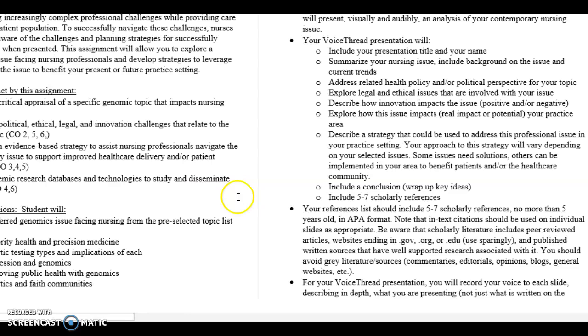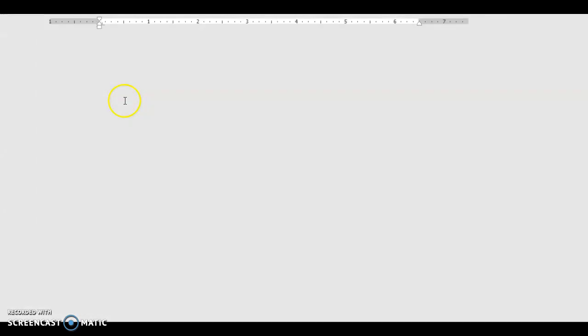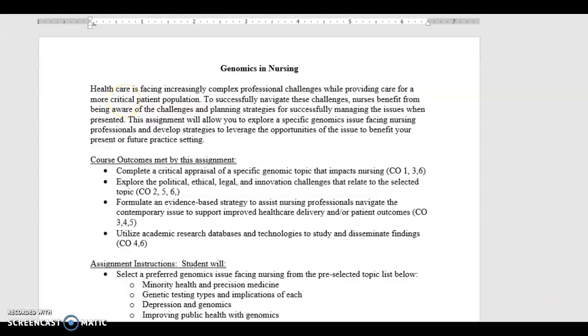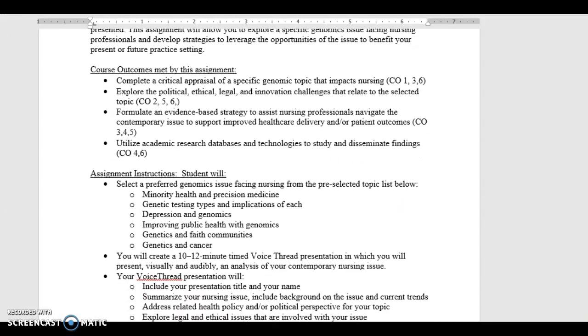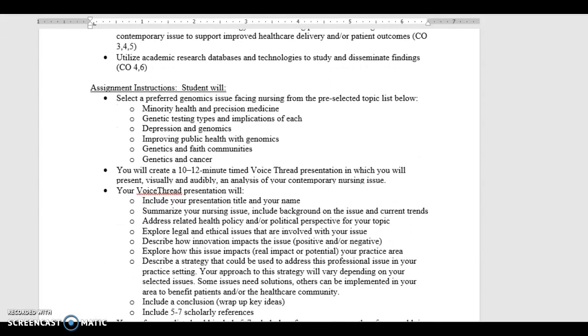So let's take a look at what the final project looks like. Okay. So we have our course outcomes. Essentially what you're going to be doing is picking one of these topics that you see listed here, starting with minority health and ending with genetics and cancer. You will create a 10 to 12 minute timed VoiceThread presentation, okay, and you will present a PowerPoint regarding the topic that you chose.